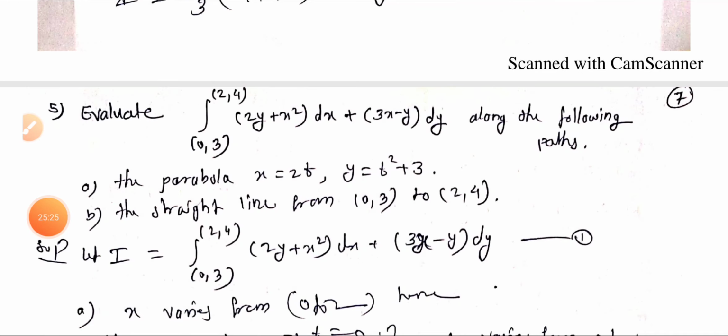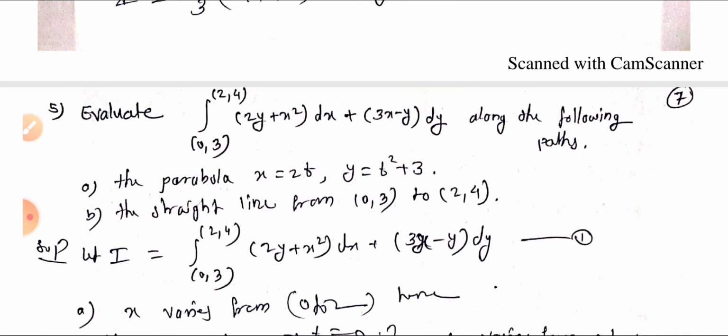So our next example: evaluate the integral from (0,3) to (2,4) of (2y plus x square) dx plus (3x minus y) dy along the following paths. The first path is the parabola x equal to 2t and y equal to t square plus 3. Let I equal to the given integral, consider it equation 1.